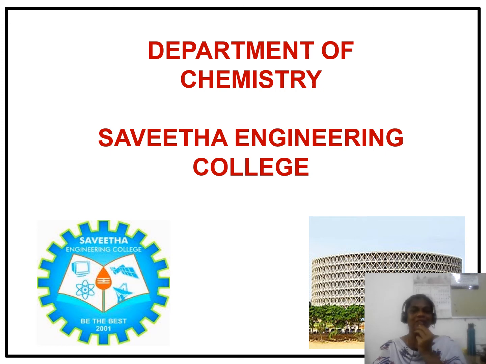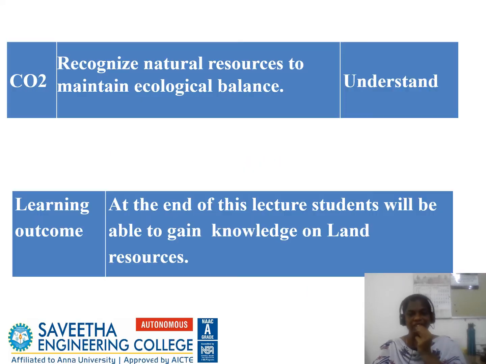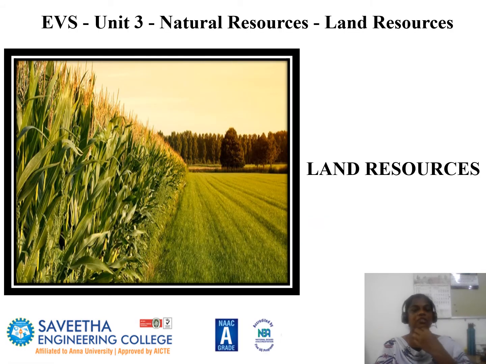Hi students, today we're going to discuss Unit 2, where the course outcome is to recognize the natural resources to maintain ecological balance. The Bloom's taxonomy level is the understand level, and the learning outcome is that at the end of this lecture you'll be able to gain knowledge on land resources, how important land is, how we are over-exploiting the land resources and how it could be rectified. So let us move on to land resources.